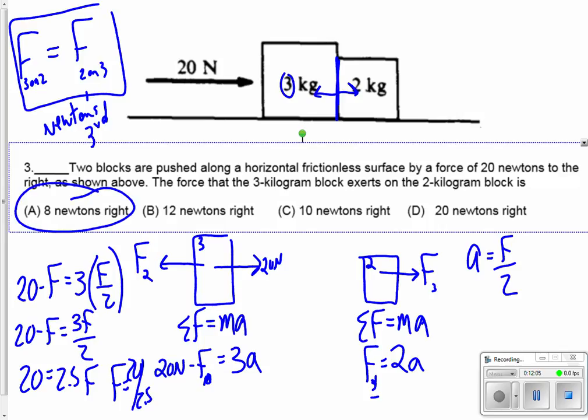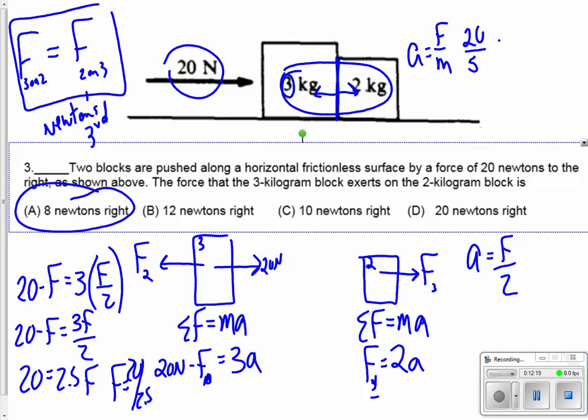Let's see if that makes sense again too, right? So if 20 newtons pushes 5 kilograms, acceleration equals force over mass. So 20 over 5 has to equal the acceleration, right? And then the force on the 2 has to equal F over 2. So I get the same thing, right? 40 over 5 equals 8. So 8 newtons to the right.